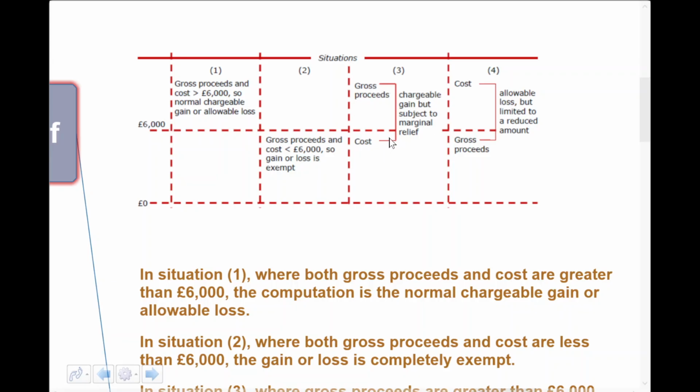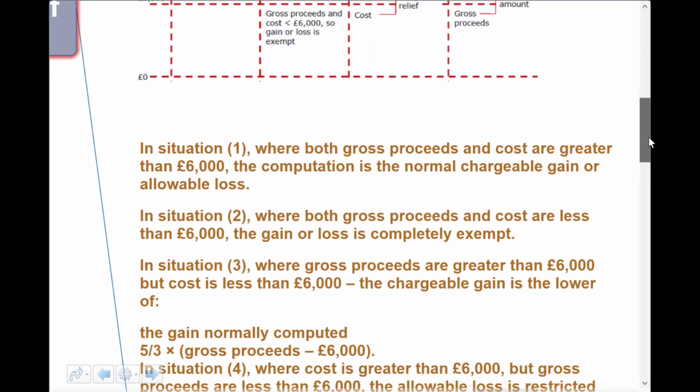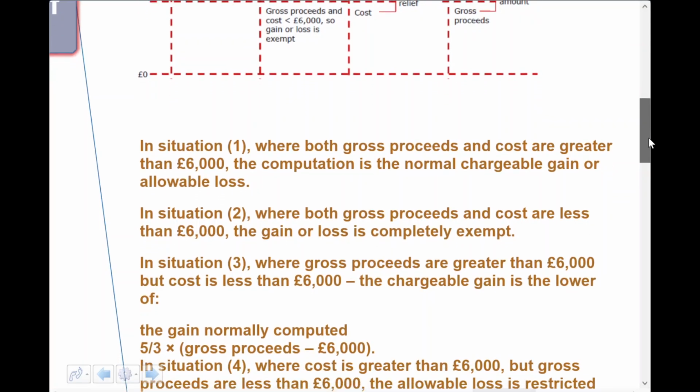Okay. Now, in this particular case, let's not forget the line. Yeah, the proceeds are above 6,000 and the cost is below. So clearly that's going to be a gain, isn't it? If I've got proceeds of more than 6 and a cost of less than 6, it's a gain, but it's subject to what we call marginal relief. Okay. Now, what do we mean by this marginal relief?